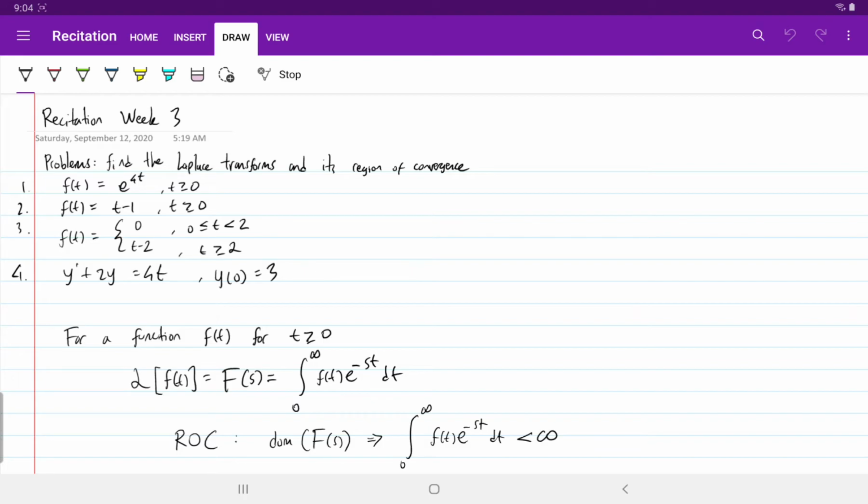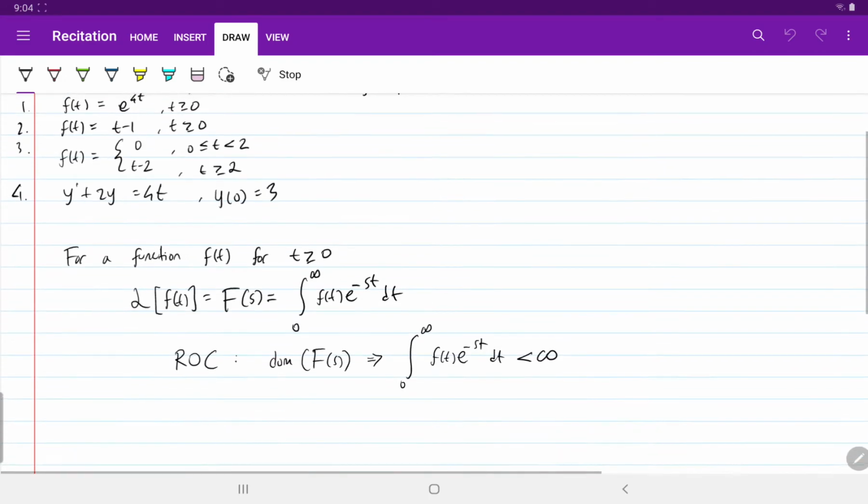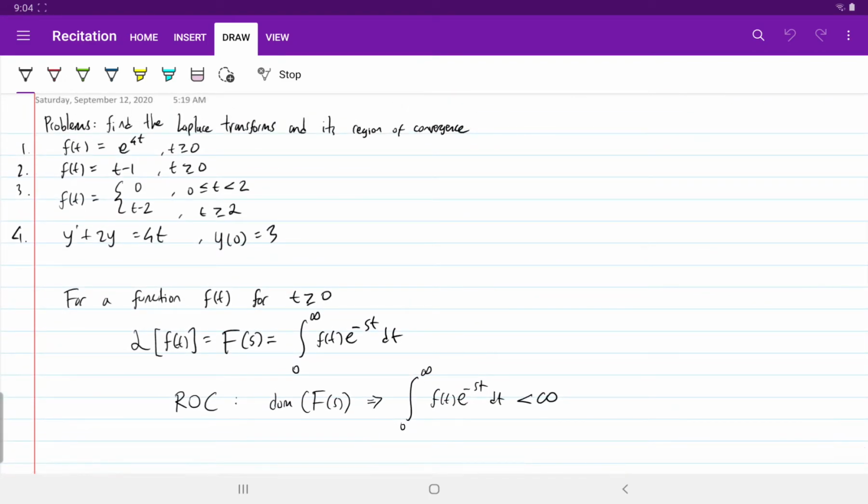On this occasion, I will be solving 4 problems related to Laplace transform. So 3 problems, we have to find the Laplace transform, and 1 problem we need to solve this differential equation using Laplace transform. And for the first 3, we need to find the Laplace transform and its region of convergence.